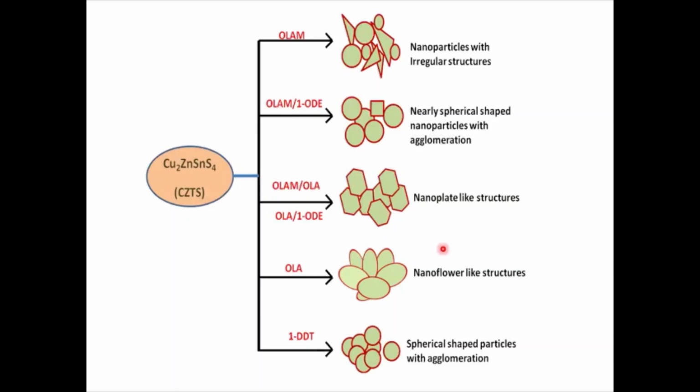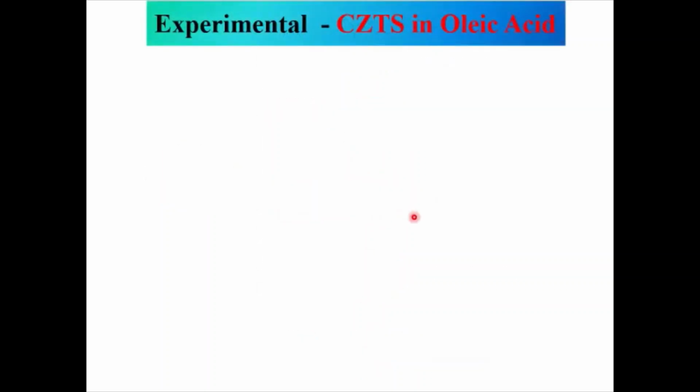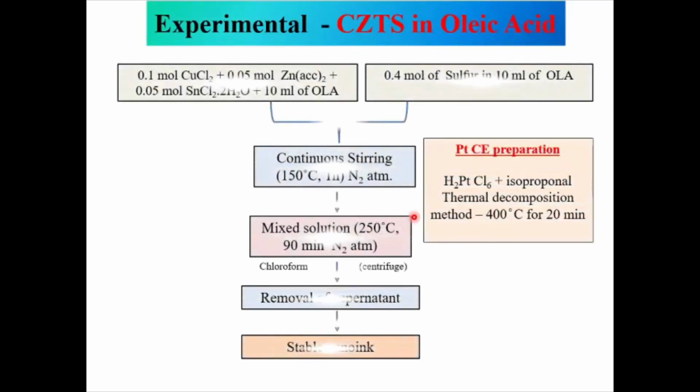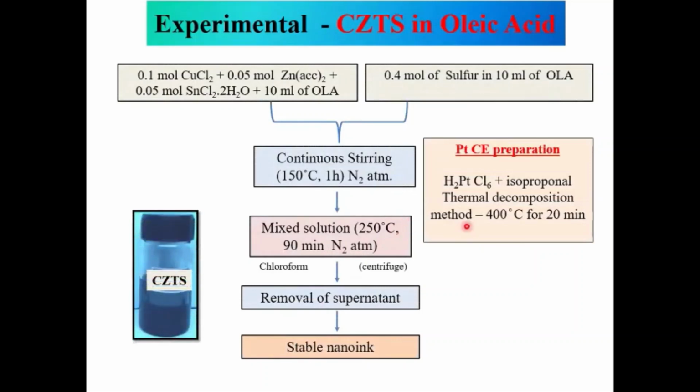So with different solvents or solvent mixtures, you have different shapes. And also you can select the sizes when you filter with the proper solvents. We are also able to prepare the CZTS in ink form with the same procedure. When you remove the supernatant, we dissolve it in chloroform to make an ink, and we use it for further applications.